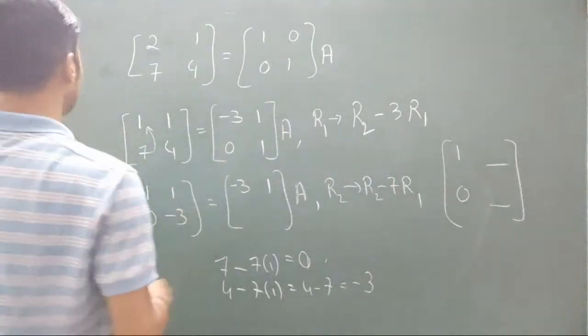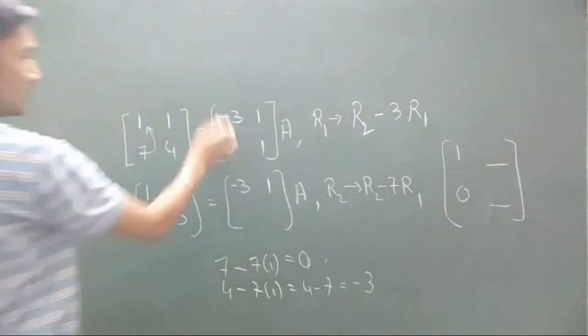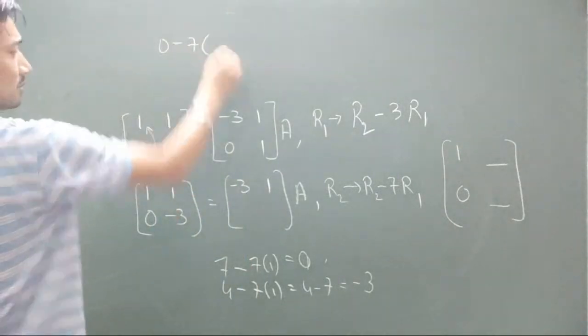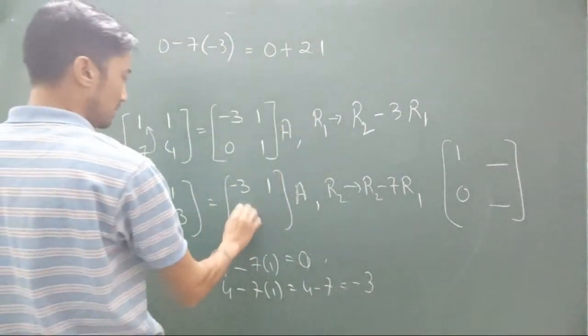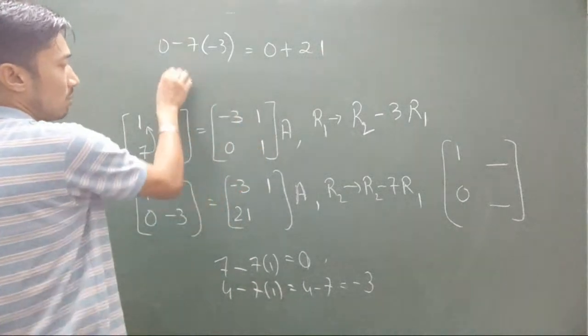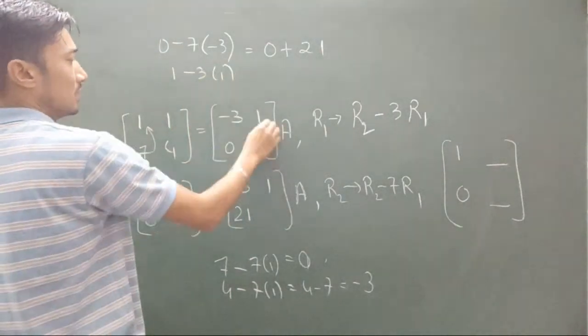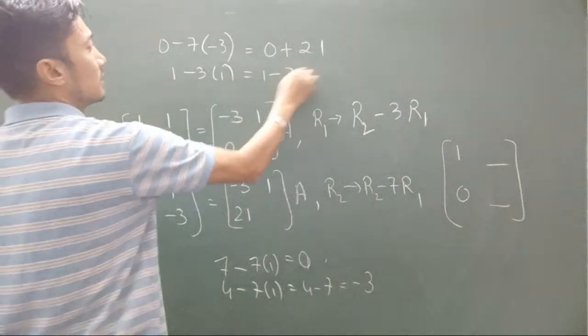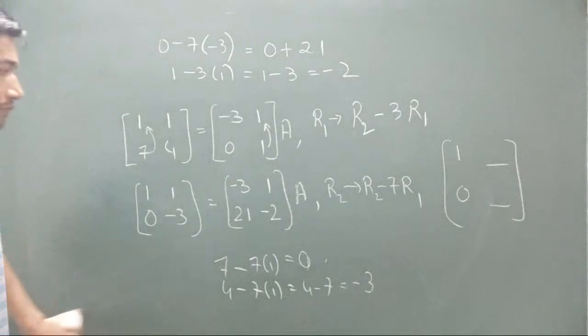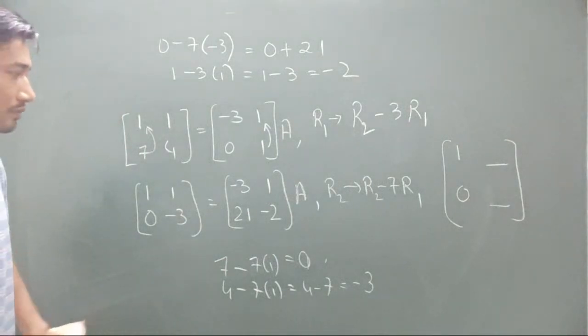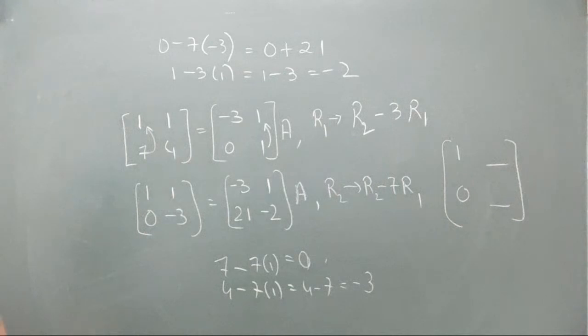Similarly here, I don't need this step. I'll do here 0 minus 7 times of R1 minus 3. So that's like 0 plus 7 3s are 21. So this will be 21. This 1 minus 3 times of R1. So 1 minus 3, minus 2. Okay?